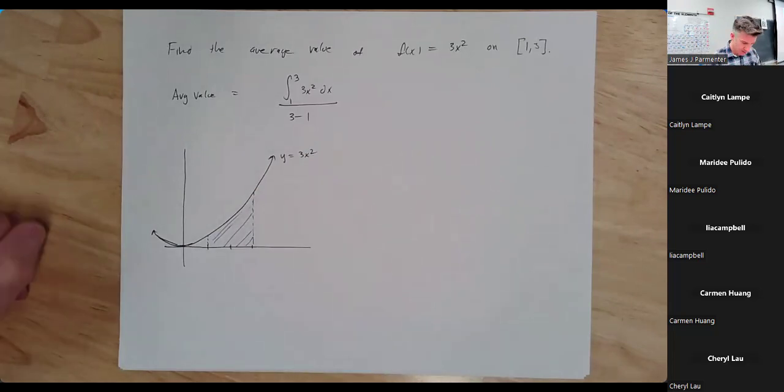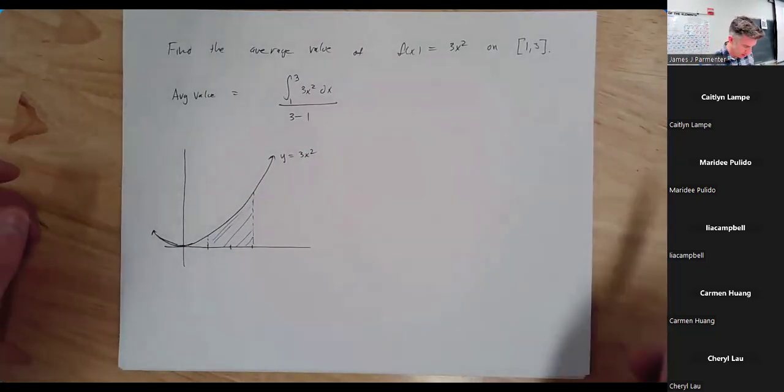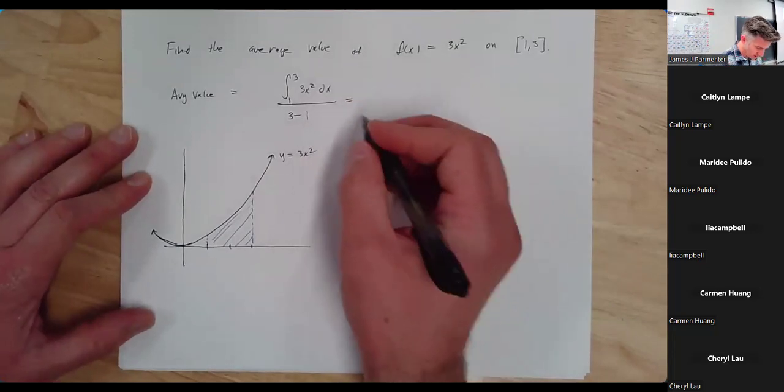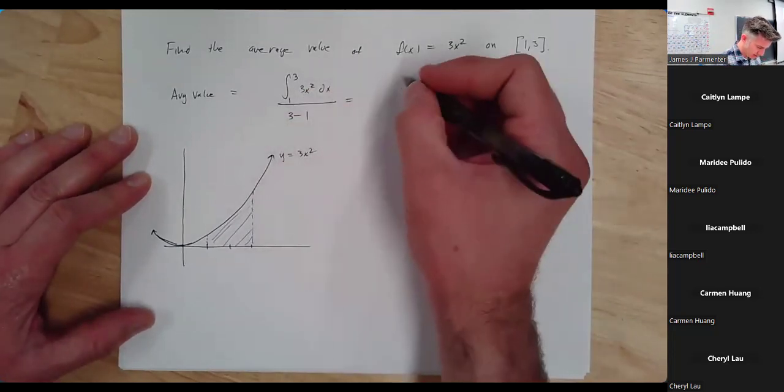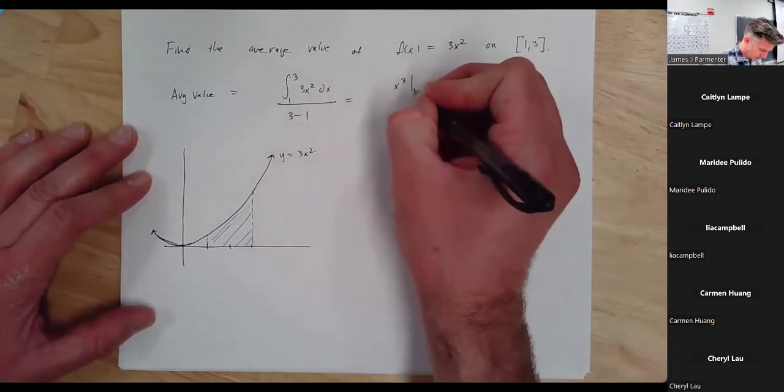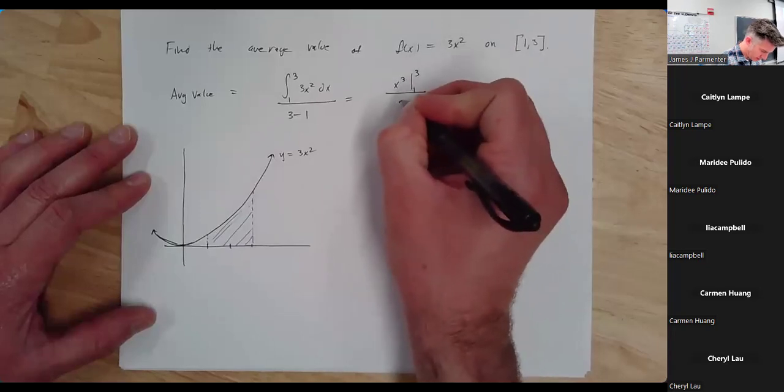So the idea here is, in fact, let's actually find it before we say what it is. So if you calculate this, the antiderivative of 3x squared is x cubed from 1 to 3, divided by 3 minus 1.